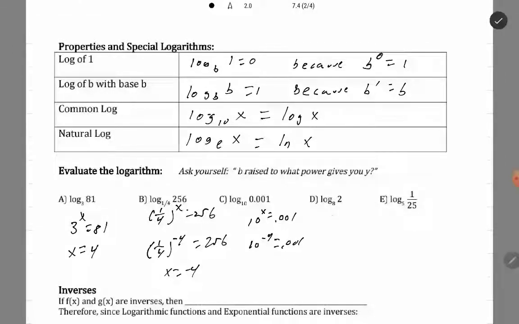So this one's going to be harder. 8 to what power gives you 2? So how does 8 get to 2? We should hopefully remember that if we take the cube root, which is 8 to the 1/3 power, it equals 2.